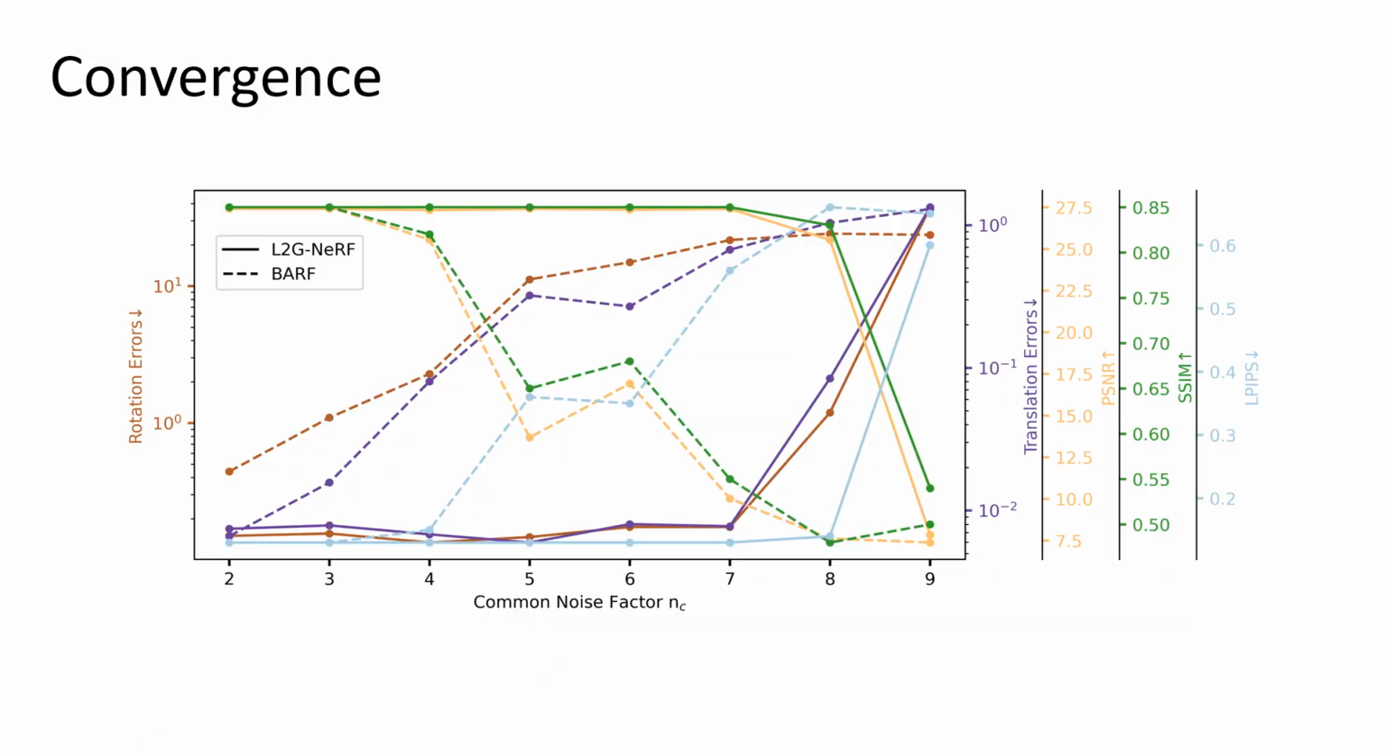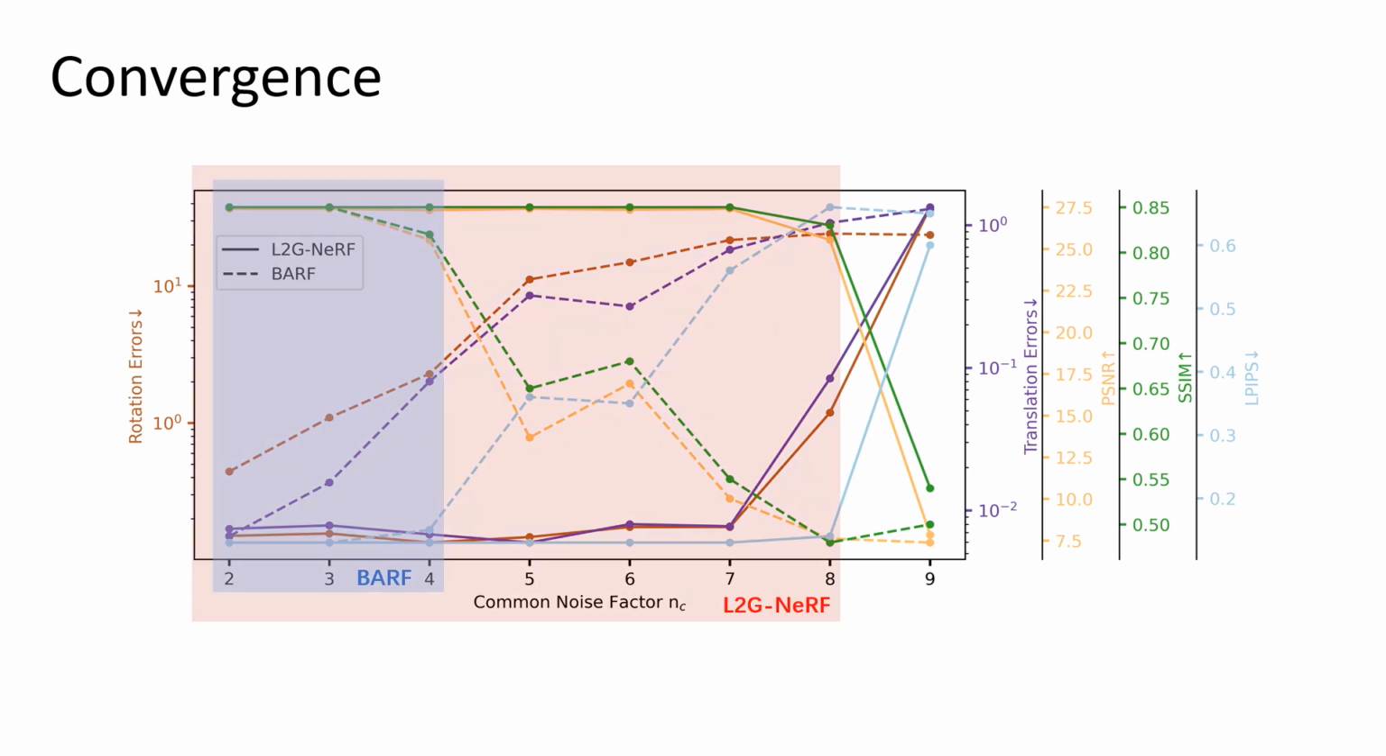To analyze the convergence of joint optimization, we linearly increase the noise by a factor of NC on the ship scene. As shown here, BARF fails to converge as NC equals 4, while L2G-NeRF fails to converge as NC equals 8. It demonstrates that L2G-NeRF is twice as robust as BARF.